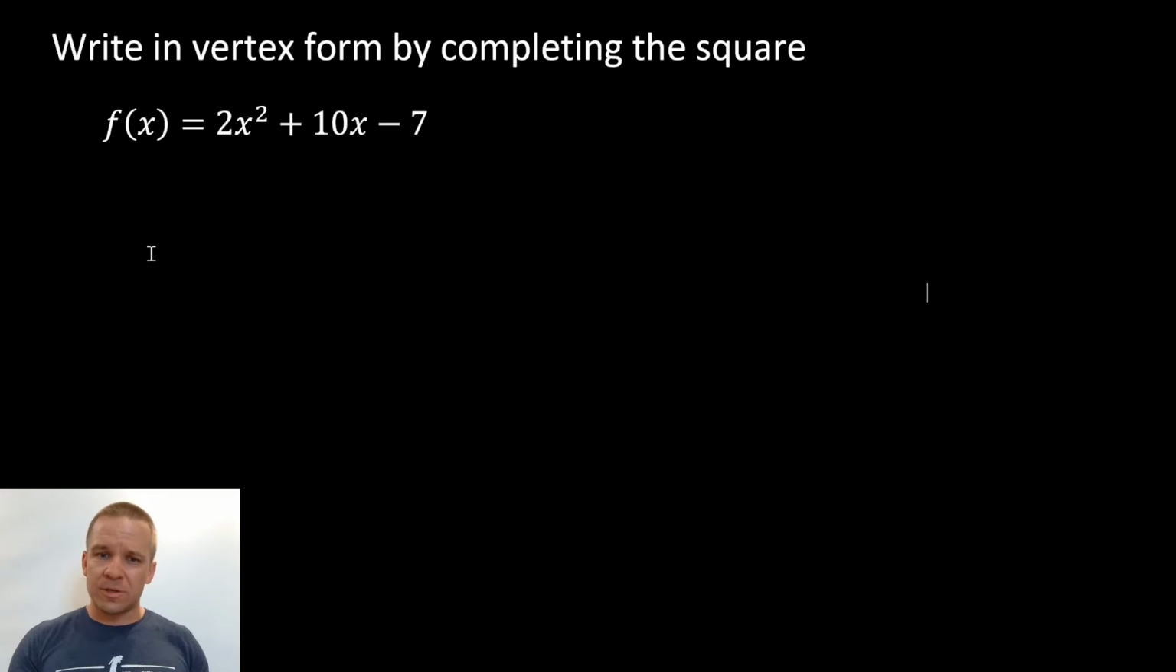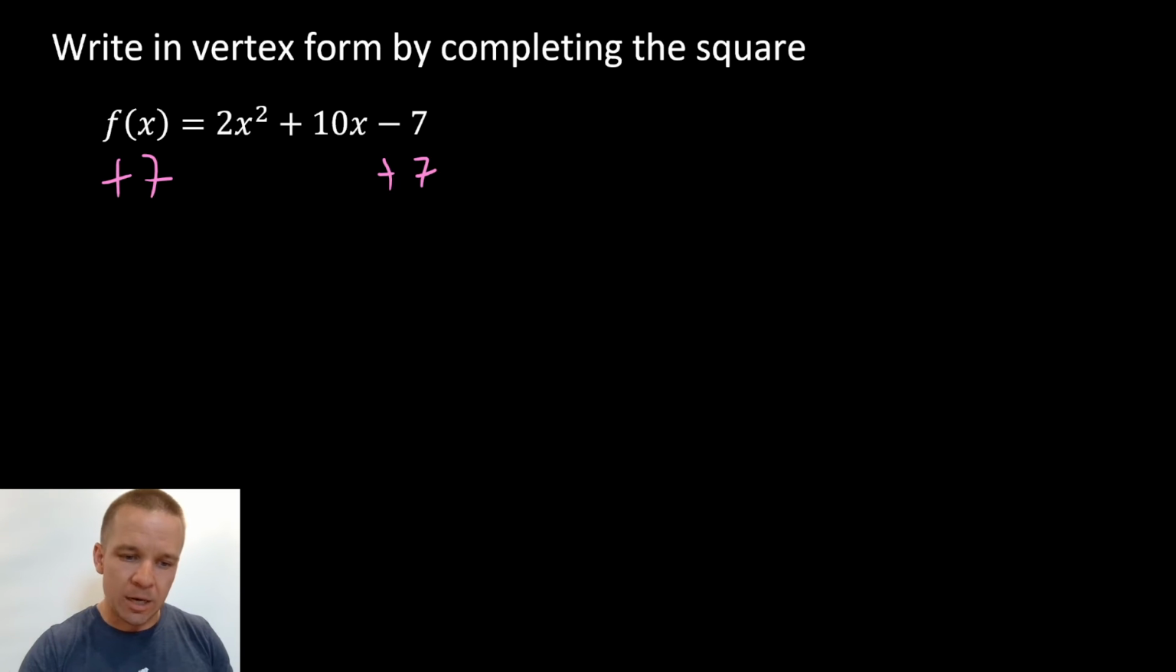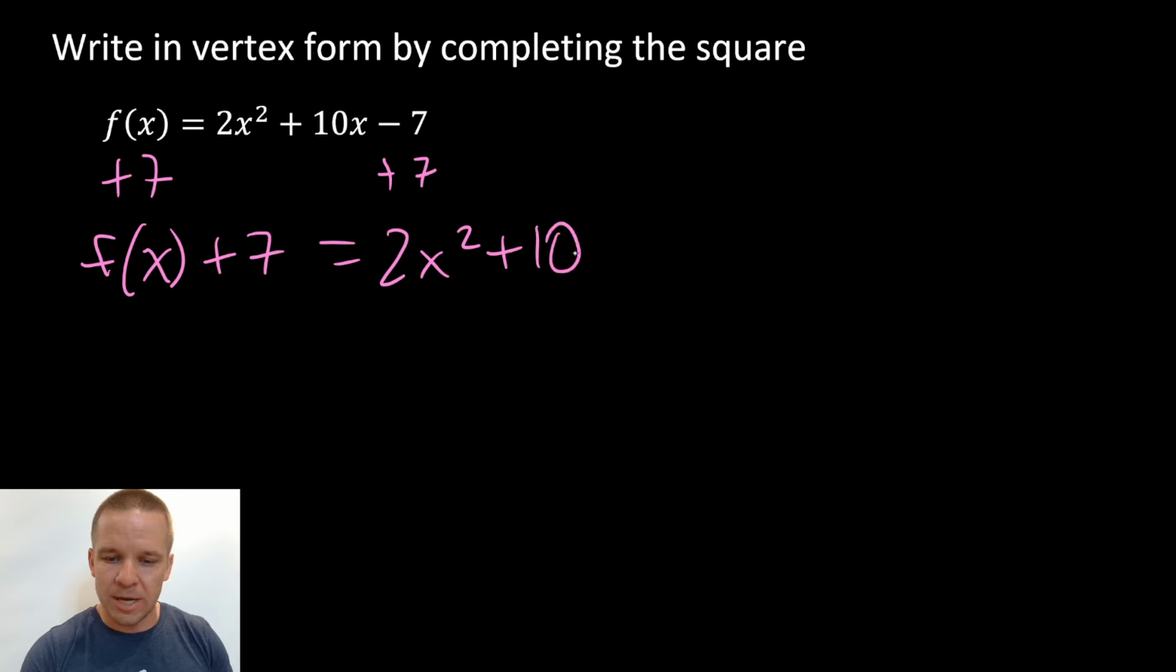So first things first, I'm going to add 7 to both sides because I want my quadratic term and my linear term on their own side. And then I'm going to end up dealing with that later. But for now, we're going to get that over to the other side, not have to worry about it, okay? So I got 2x squared plus 10x.